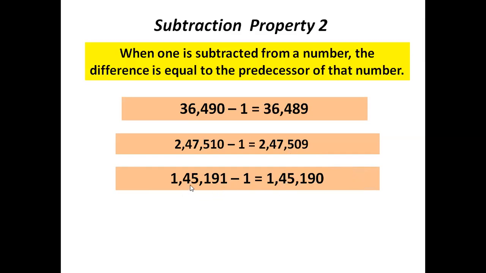So 1,45,191 minus 1 gives us the predecessor of this number, that is 1,45,190. Have you understood? Have you understood both the properties? If you have understood, please give me a thumbs up. Yes? Come on. Give me a thumbs up. Yes. Very good. Very nice, children.